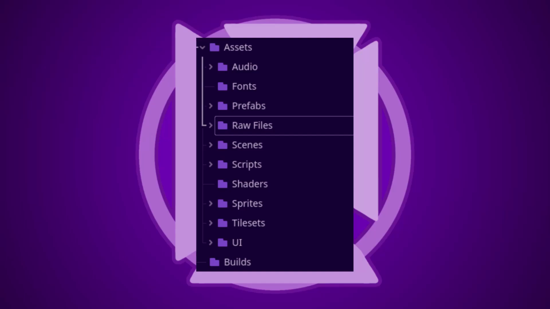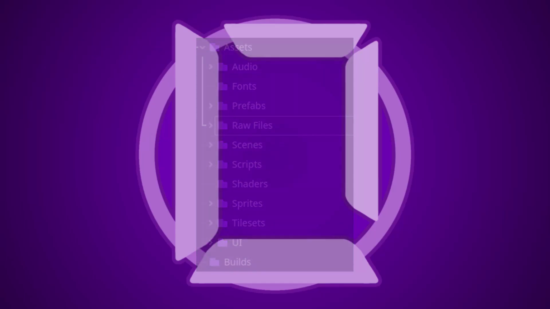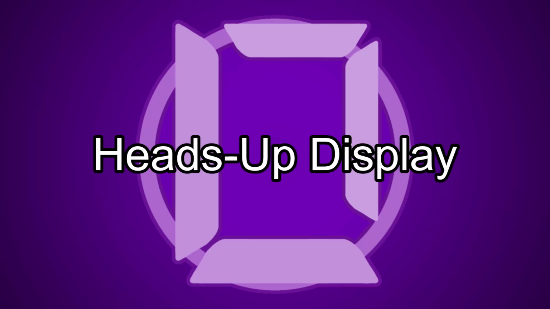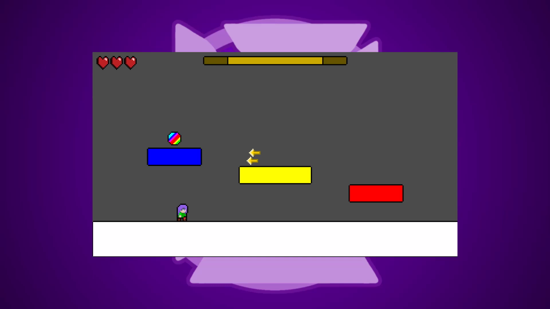In the sprites folder, I have a folder called frames where all the sprite frame resources will go. And in the UI folder, I have created a HUD folder for the HUD scene. What is a HUD? It is a heads-up display. It's what shows on the screen while playing. Like in this example, you can see the health at the top left and the power-up timer in the top center.